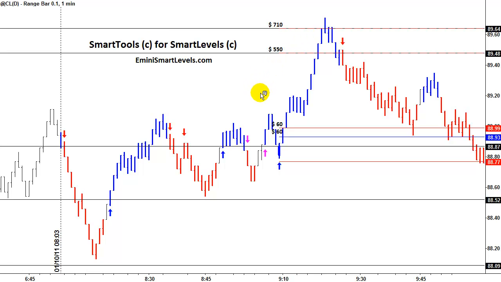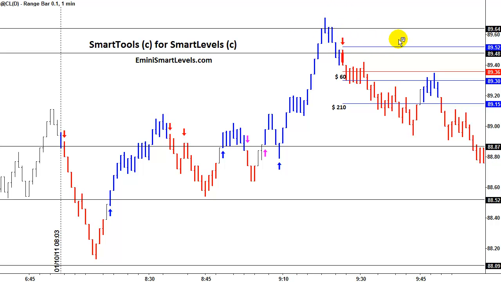Okay, I've changed the input parameters to display the two smart targets, the overhead daily levels, and their corresponding dollar amounts. This was a great trade with practically no adversity in the trade whatsoever. The market then rolled over from this overhead daily level at 89.64.